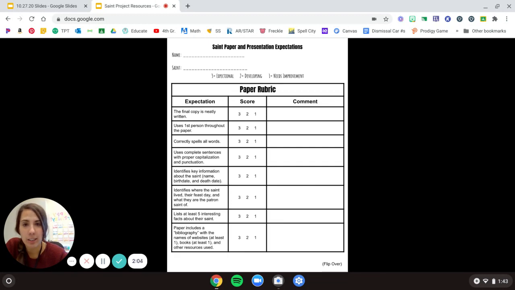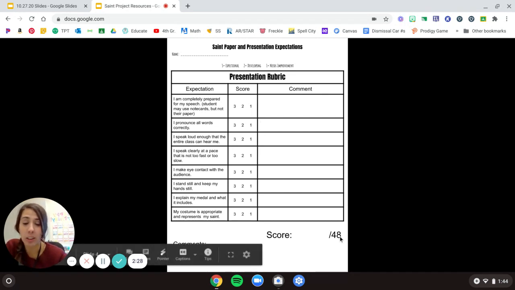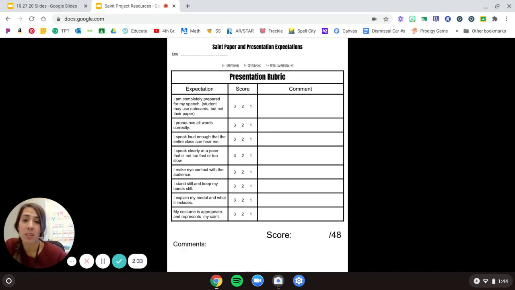The next two pages are rubrics on how you can get as many points as possible. A three means you did it really, really well. A two is like, okay, you put a little bit of effort into it. And a one is kind of like, you really didn't try, or this isn't your best work. Okay, so that's for your paper. And then you have one for your presentation, too. So you can get a total of 48 points for this project. Okay, and you can always look back through these because you have a copy of it, too.